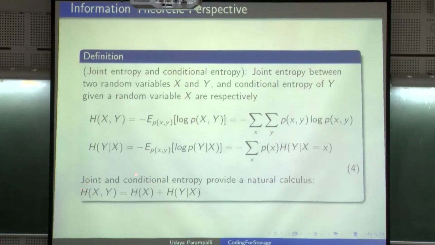So joint and conditional entropy provide a natural calculus that we looked at. For example, the joint entropy between X and Y is equal to the entropy of X plus the entropy of Y given X. So if you have two random variables X and Y and want to find the joint entropy, you can use this formula to easily compute it.